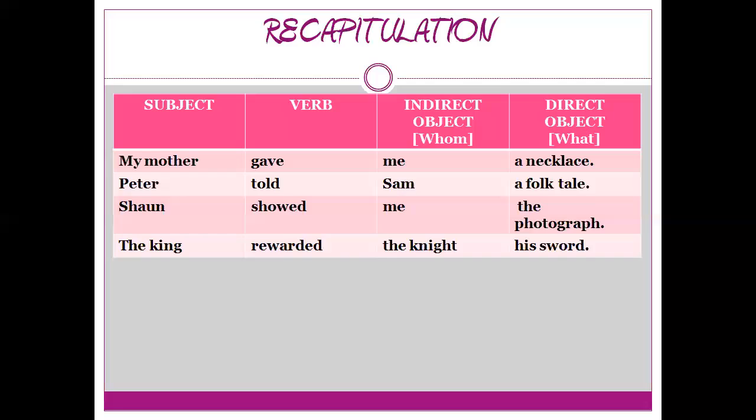So in this way, you can identify which object is a direct object and which is an indirect object in a sentence. You just have to remember two words. For the indirect object, the question word is whom, and for the direct object, it is always what.